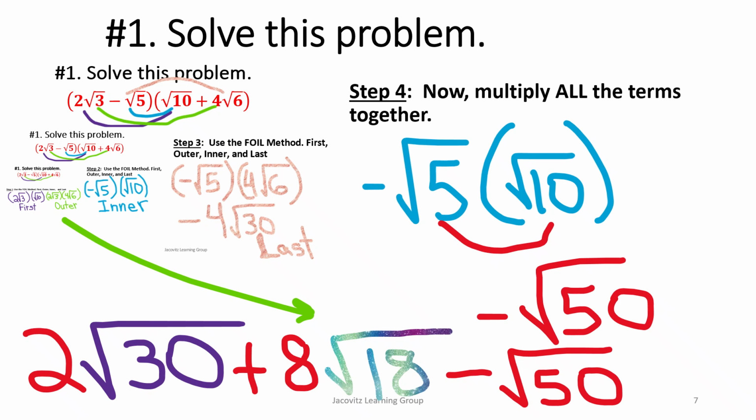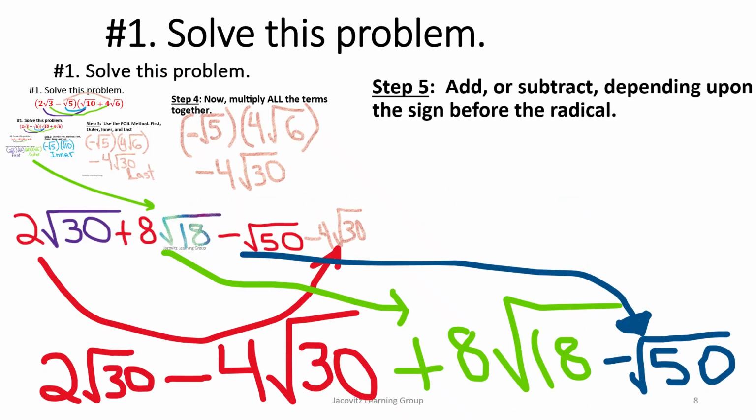Now you add these terms together, and this is simply multiplying. There's nothing out here. Remember, this is negative square root of 5 times square root of 10. You have to keep the negative here, so it's negative square root of 50. So all your terms are over here lined up: 2 times square root of 30 plus 8 times the square root of 18 minus the square root of 50.